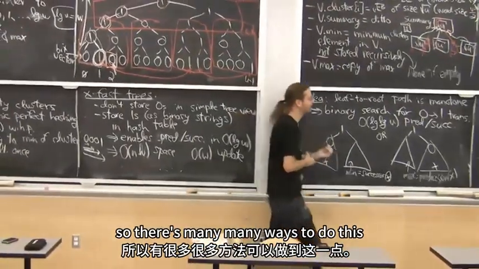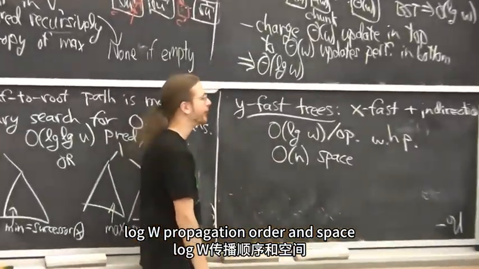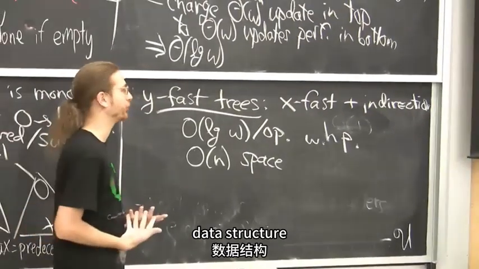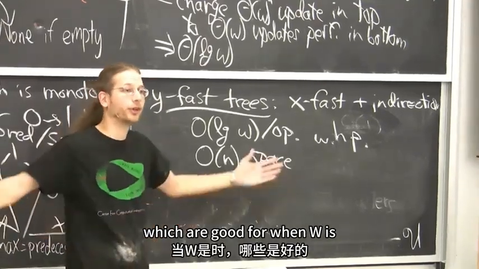So there are many, many ways to do this, but in the end you get log W per operation, order n space. And that is sort of result 1. It's probably the most useful predecessor data structure in general. But next time we'll see fusion trees, which are good for when W is huge.